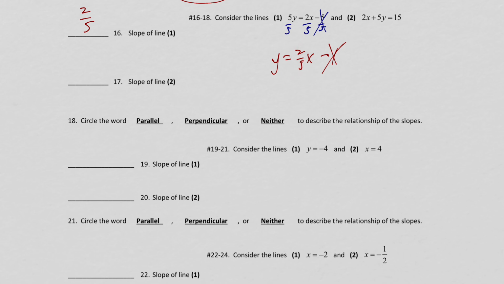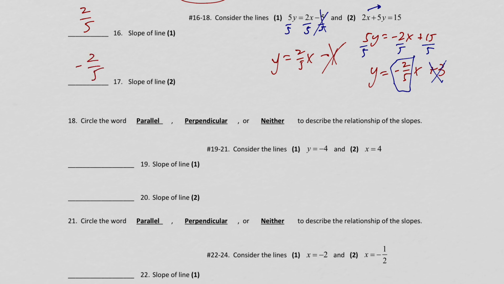When we move this over, we're going to get 5y equal to -2x plus 15. And then we'll divide by 5. So we'll get y is equal to -2/5 x. And again, this is plus 3, but you could just not even write that. It doesn't matter. The slope here is -2/5. These are opposites, but they're not reciprocals, so these are neither.